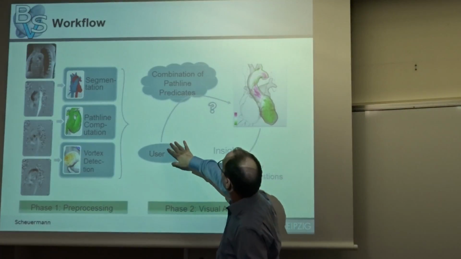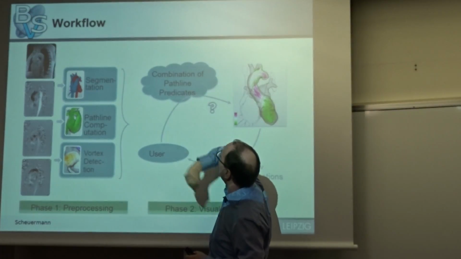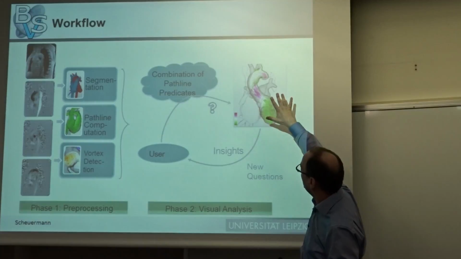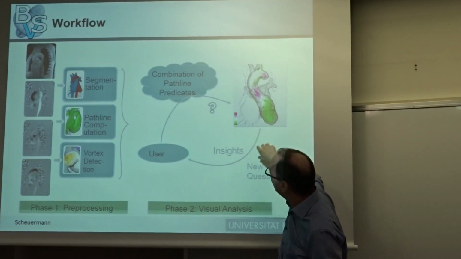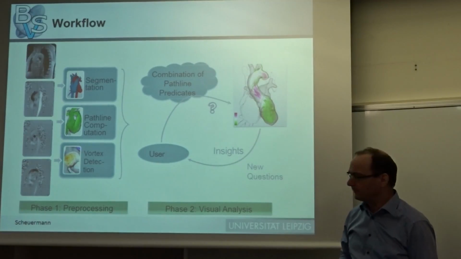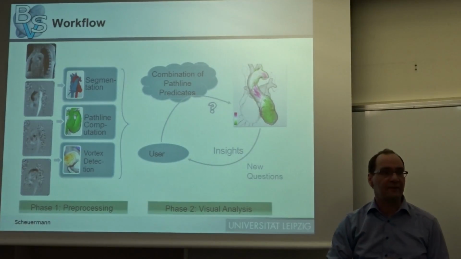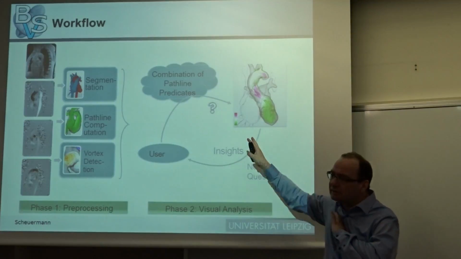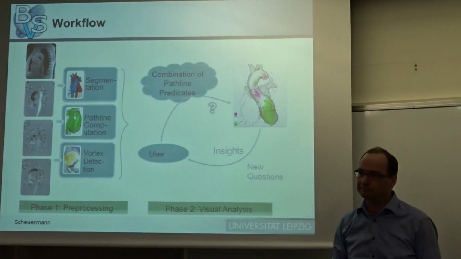And then we have the user, who can use a combination of these path line predicates, gets an image, may get insight into new questions, and if you are in a research cycle, he may look into new predicates. That's the visual analysis part here. And you see we're somewhat away still from the hospital.